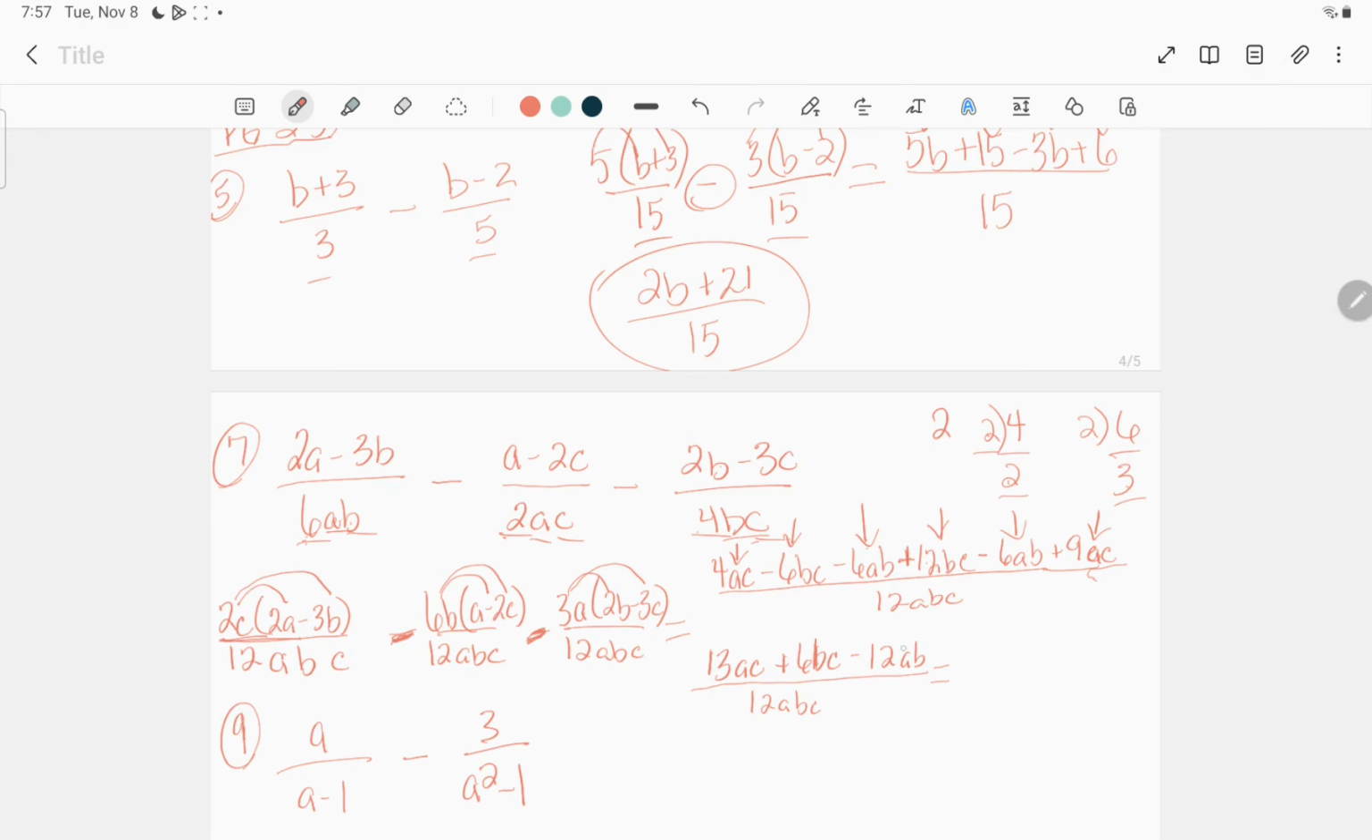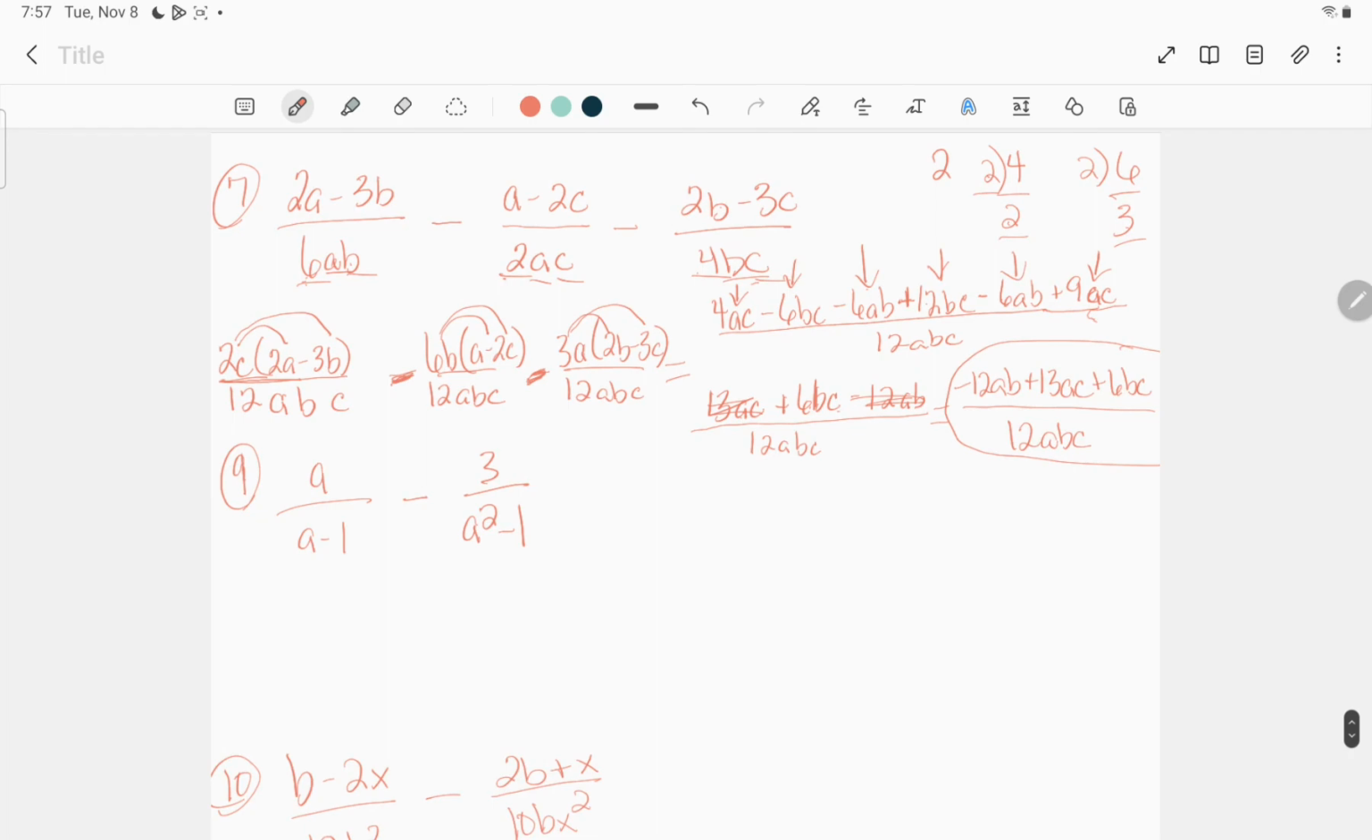So A is your first letter of the alphabet. B is second. So negative 12AB goes first. Got rid of that one. Now next I have an AC and I have a BC. Well, A is still the first letter of the alphabet, so it's going to go second. That one goes away. Leaves me with the positive 6BC all over 12ABC. And that is your final answer.